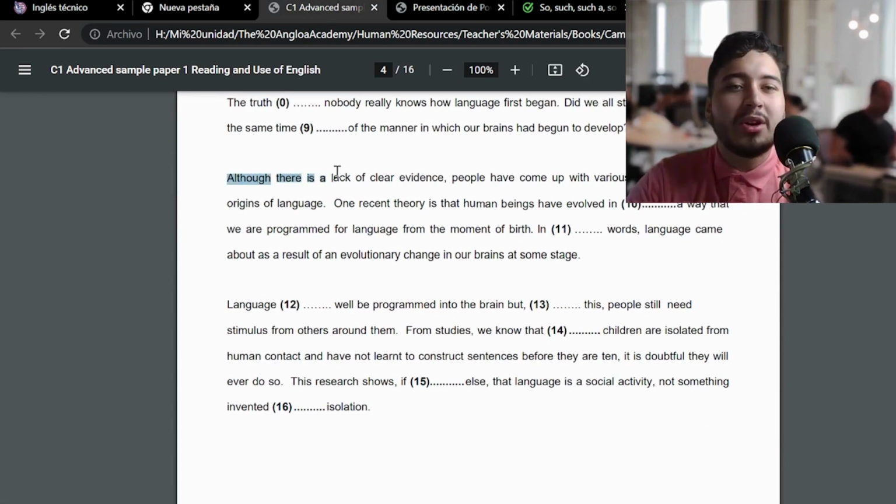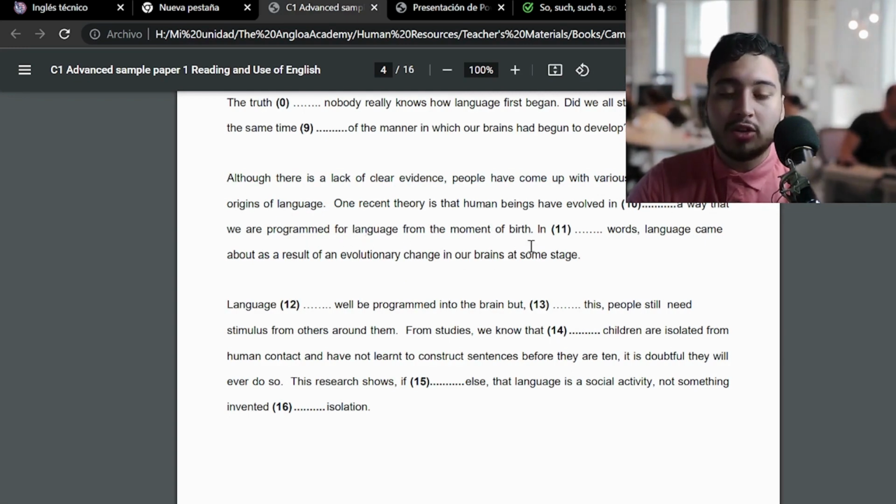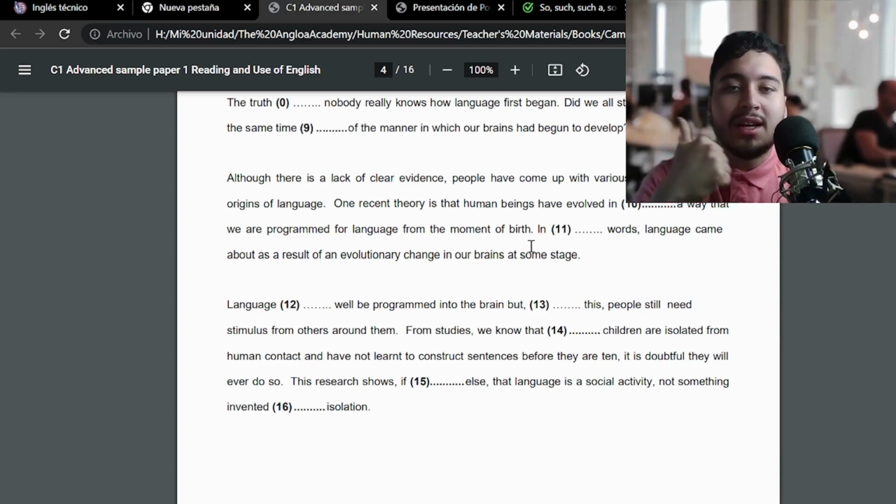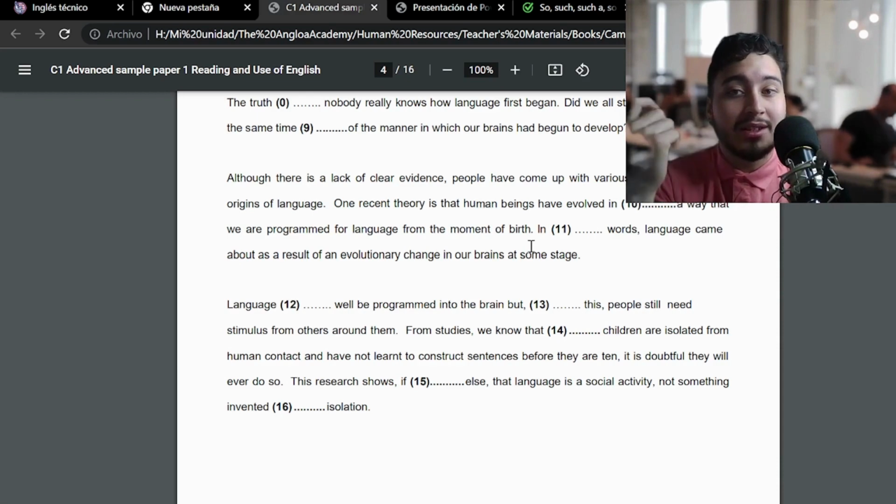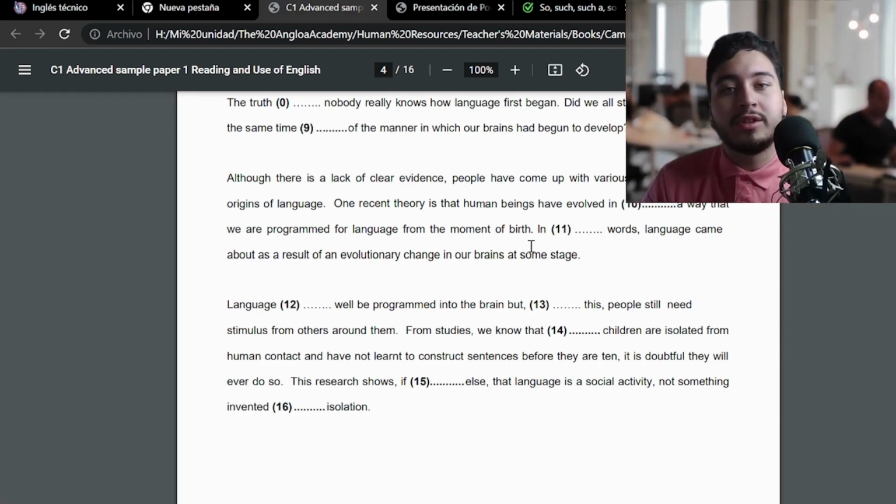Let's go here. "Although there is a lack of clear evidence, people have come up with various theories about the origins of language. One recent theory is that human beings have evolved in a way that we are programmed for language from the moment of birth." So we're talking about evidence and theories about the origin of language and evolution. I really require you to read really quickly and understand what you're reading at the moment. You have to do everything at a glance, because if you cannot do it at a glance, it's a lack of ability, and that will not be good for the exam.